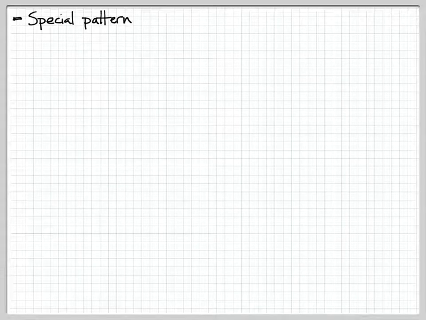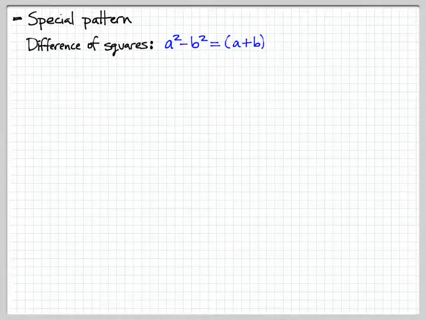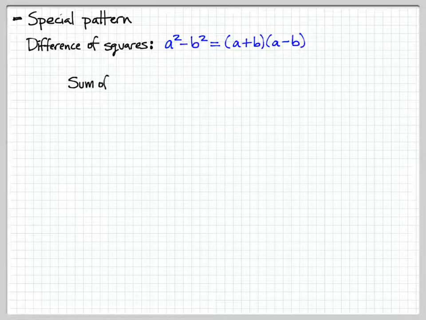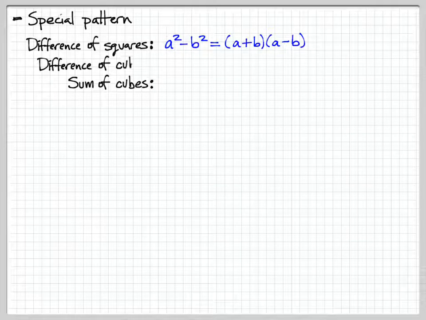Second method. The second method is to examine and look for special patterns. We already talked about the first kind, which is the difference of perfect squares. So if we ever see something like an x squared or a 9 or a 16, we should think, is it a difference of perfect squares? But we also have some other patterns. We have difference of cubes and we have sum of cubes.